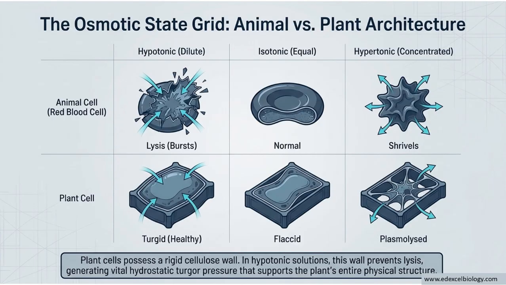That structural wall is a brilliant adaptation, but it circles us back to the amoeba from the very beginning. The freshwater amoeba. Yeah, it lives in fresh water. It doesn't have a rigid cellulose wall. It just has that delicate lipid membrane. It is functionally a leaky boat in an ocean of pure water. So how does it bail the water out to avoid popping?